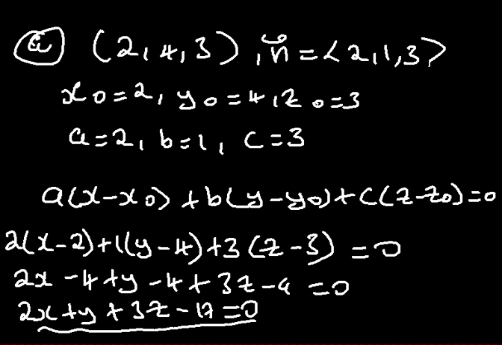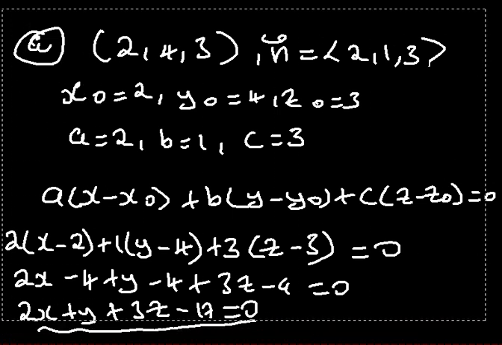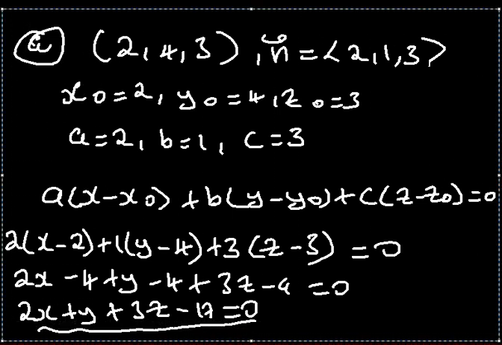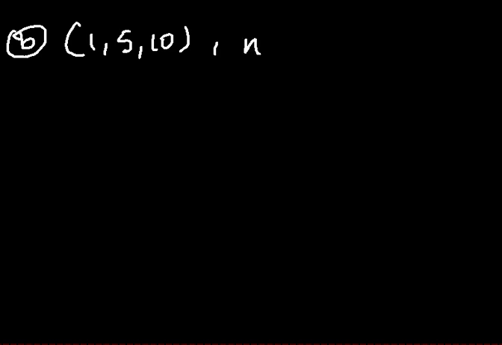And let's have another question and proceed. Let's say question B says that we have a plane that passes through (1, 5, 10), and with a normal vector given as 2i minus 5j plus 6k. Now how should you do that?